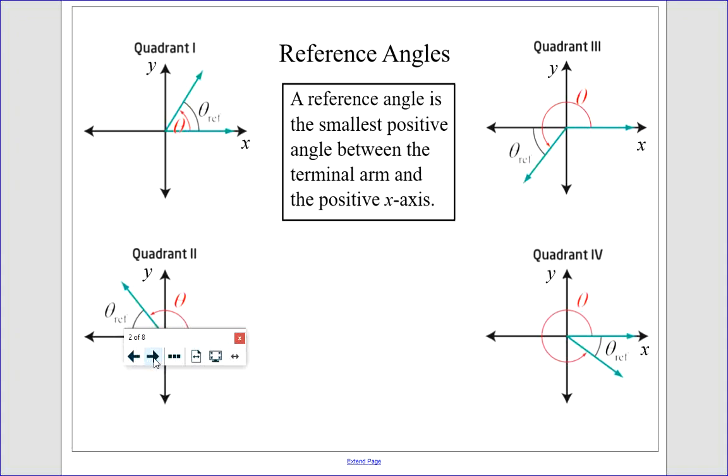Reference angles, and I really hope this is just second nature to you. I hope that this doesn't require much thought at all.